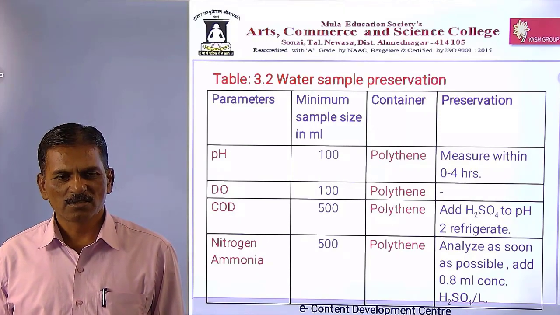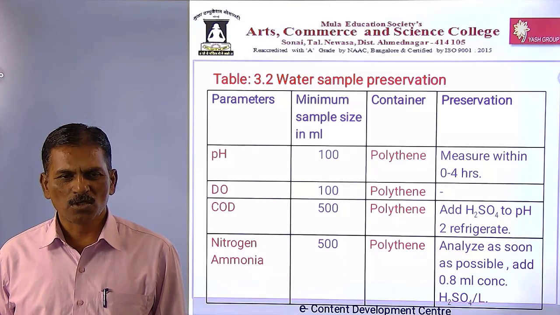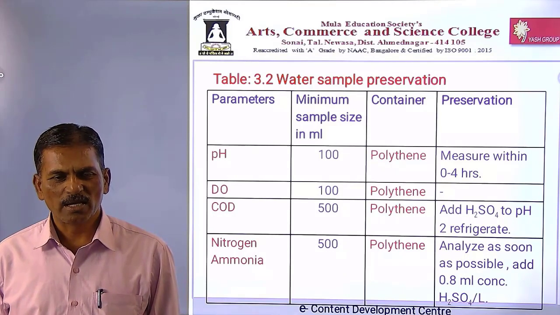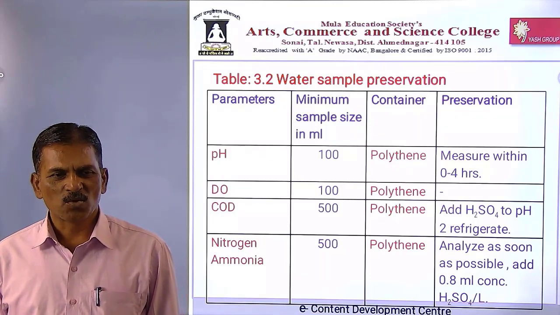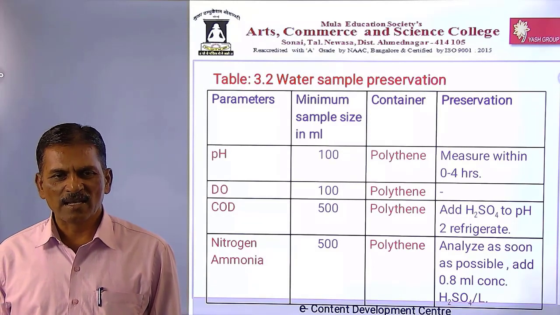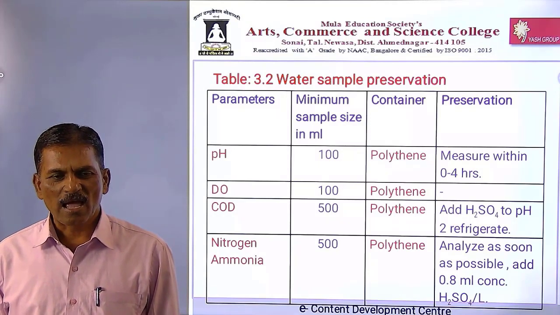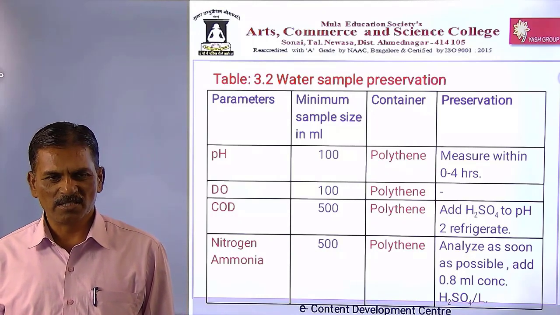COD, chemical oxygen demand: minimum sample is 500 ml, container is polythene, add H2SO4 to maintain the pH at 2, and then place it in the refrigerator. Nitrogen and ammonia: maximum sample is 500 ml in a polythene bag, then analyze as soon as possible. Add 0.8 ml concentrated H2SO4 per liter for preservation.